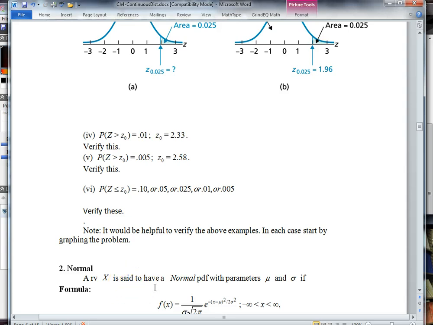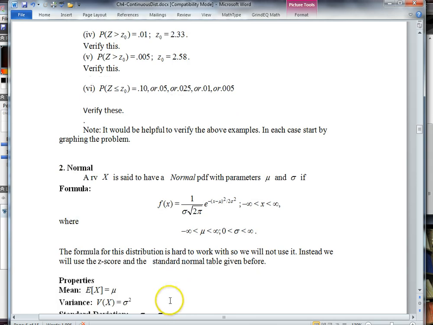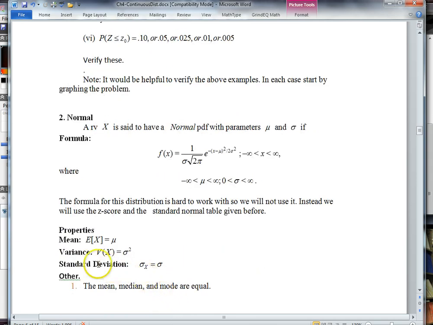Now we have a normal distribution where the mean and standard deviation can be anything. It would have this shape. That's the mean, that's the standard deviation shown here, and it's a difficult formula to work with, so we're not going to use that formula. Instead, we're going to take any normal distribution and standardize it, refer it back to the standard one we just worked with, and work with it from there. In this case, the mean is mu, the variance sigma squared, the standard deviation is sigma.